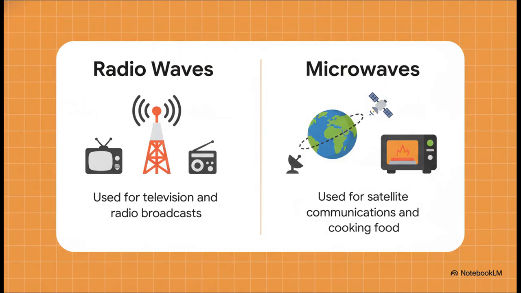Long, slow ones for the long waves, and short, fast ones for the high-frequency waves. Kicking off our tour, we have radio waves. These are the absolute workhorses of broadcasting, bringing us our TV and radio. Next door, we have microwaves. You probably know them from the kitchen, but they're also vital for satellite communications, mainly because they can pass right through the Earth's atmosphere to get into space.